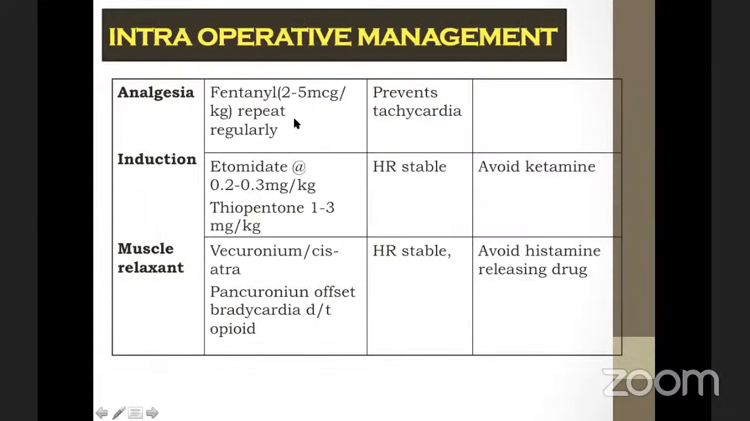Analgesia, again, fentanyl is a better choice, and give 2 to 5 mics per kg, and you have to repeat regularly. Look for any tachycardia induced with etomidate or thiopentone, whatever is convenient for you, and maintain a stable heart rate, and avoid ketamine. Muscle relaxant, again, you can go for vecuronium or cisatracurium, or pancuronium also you can give if the rate is controlled.